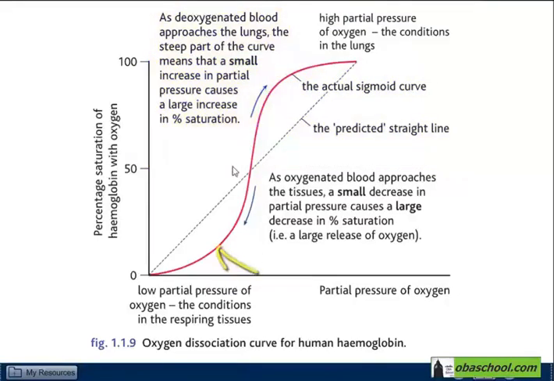And these decreases and the increases don't happen linearly. It's not a straight line as is predicted. It's actually a sigmoidal increase and decrease. So you can see the actual curve versus the predicted curve.